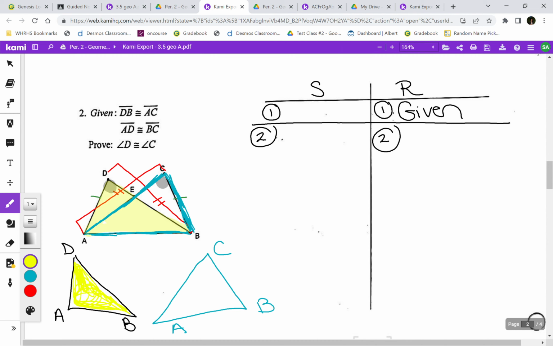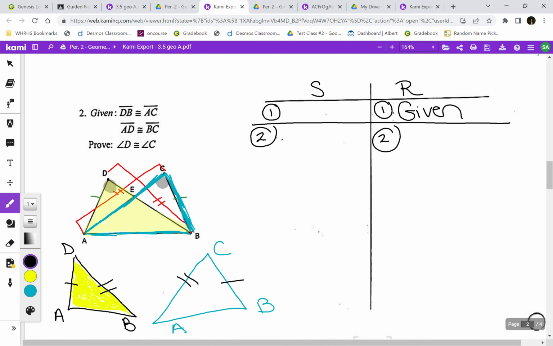Okay, so here are the two triangles. Now let's go through the given again, see what counts for us. All right, so we had DB congruent to CA. That counts as sides. Full DB, full CA, we're good to go. Then we had AD and CB. That also counts as a side. So now we have two sides, an S and an S. We need one more piece.